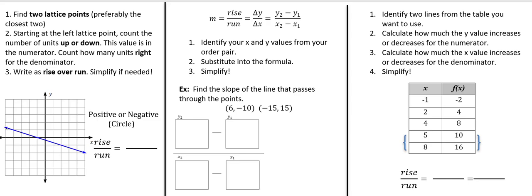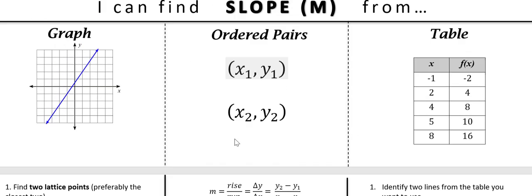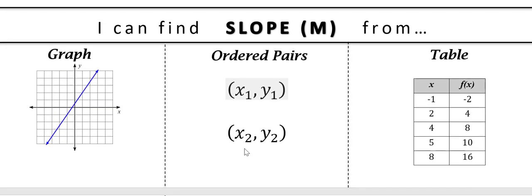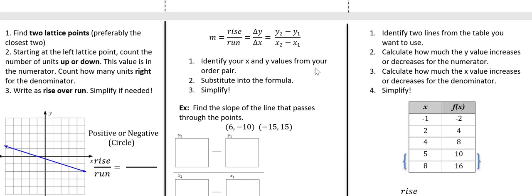Again. So today we're starting something new called slope. This is something you have definitely seen before, but it's been a while, so we are going to look at it again. So first thing we're looking at is, using this foldable, I can find slope from a graph, from ordered pairs, and from a table. So we're going to start with finding slope from a graph.